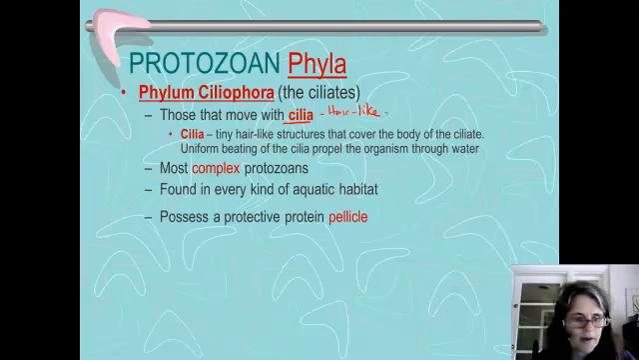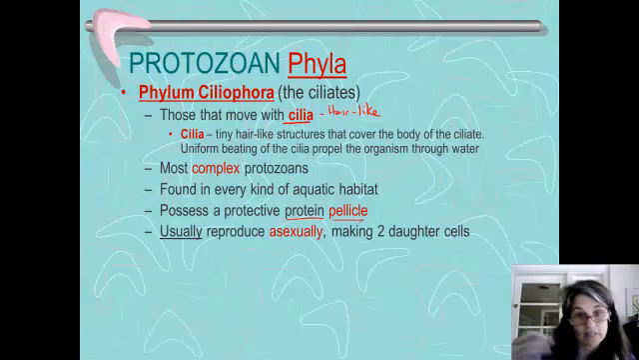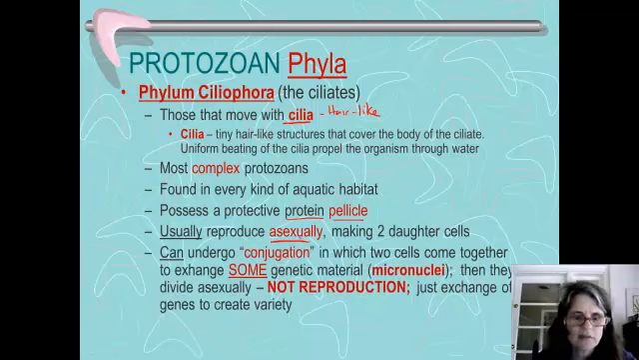They are found in aquatic habitats all over. They do not have a cell wall, but a protein that covers them, and it's called a pellicle. It's not a true cell wall, but it has flexibility, and it does offer some protection. They usually reproduce asexually, but they can undergo something called conjugation, which sounds like something we learned about with the bacteria.